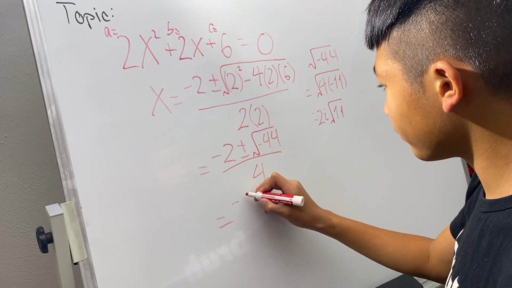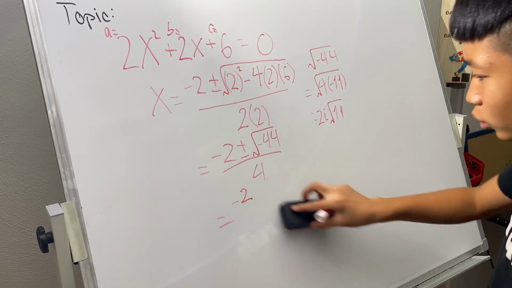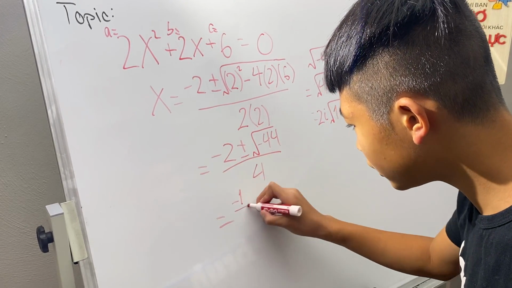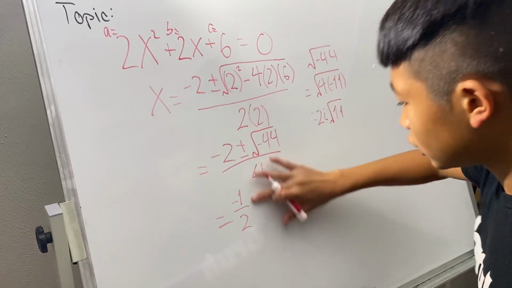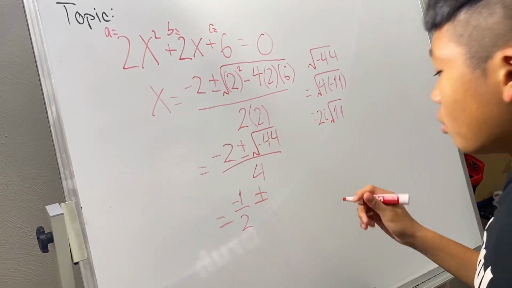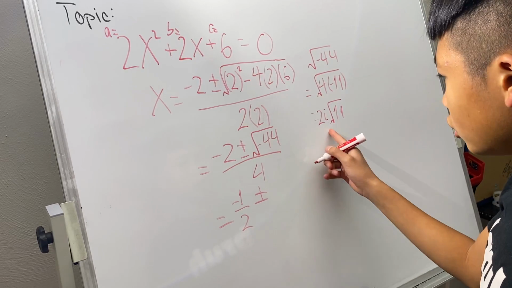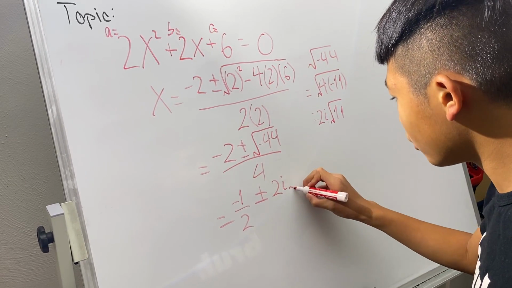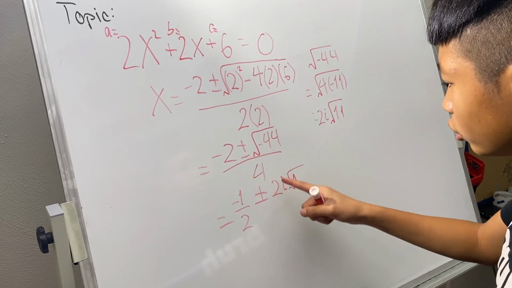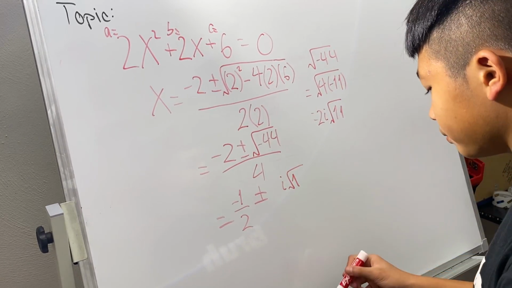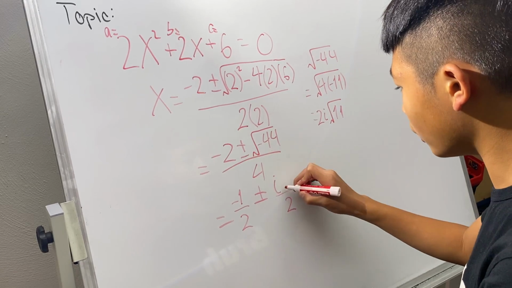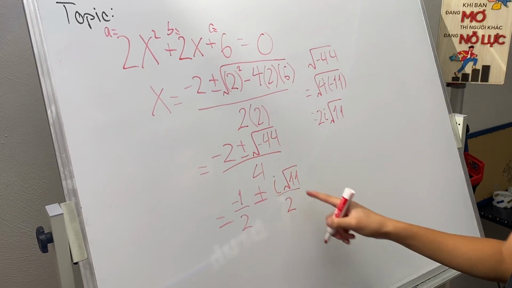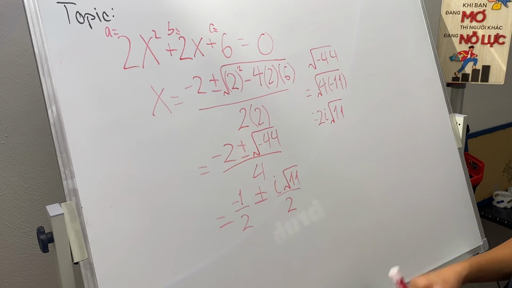So the final answer will be negative 2 over 4, which is minus 1/2, plus or minus, oh my god, why is it so ugly? Plus or minus the 2i root 11. Once again, you can reduce this, so you get 2i root 11 over 4, which reduces to i root 11 over 2. That's it. So here's our final answer for this problem. Yeah, pretty simple.